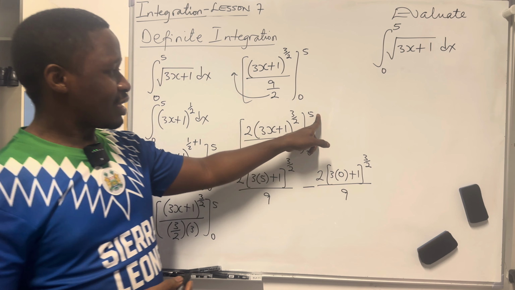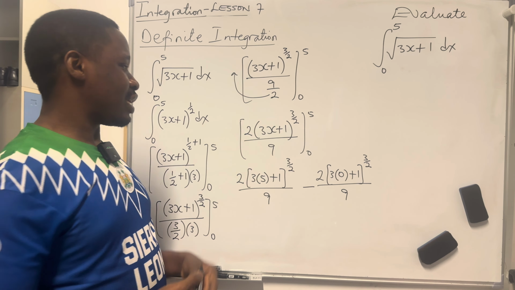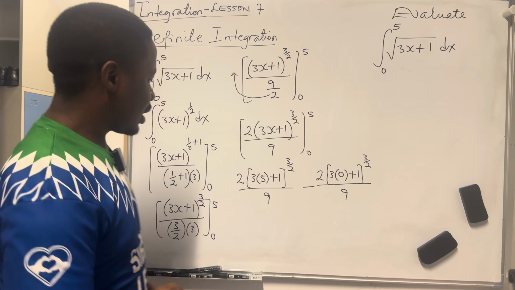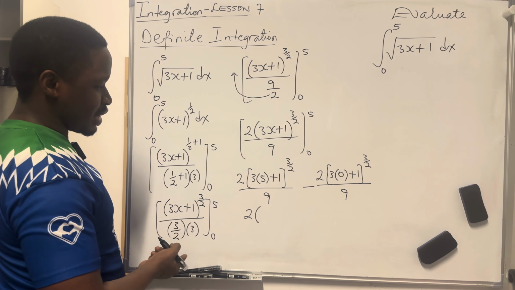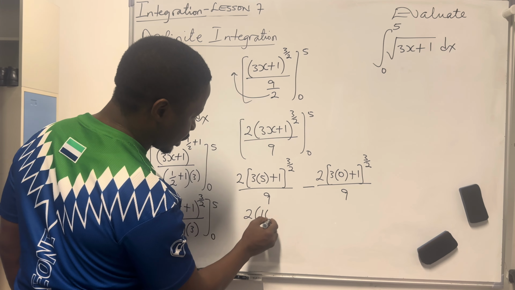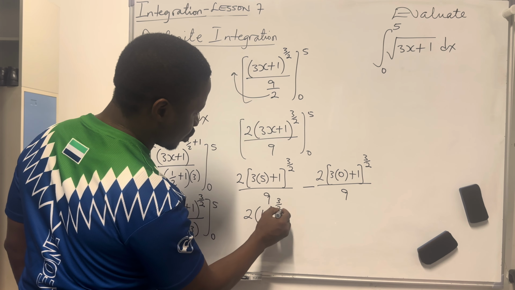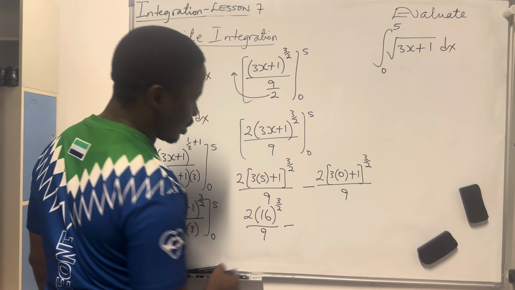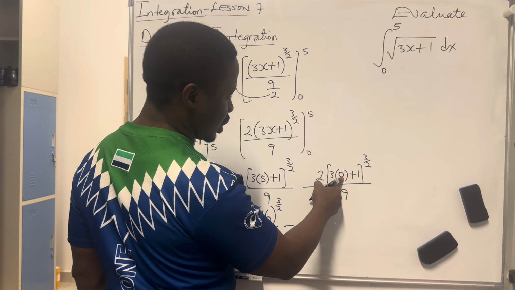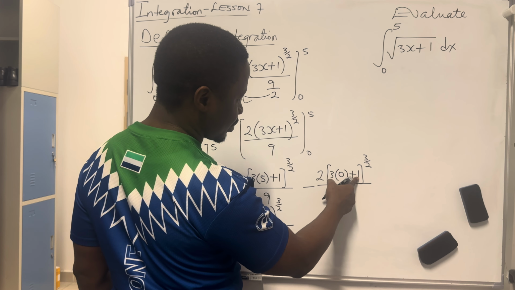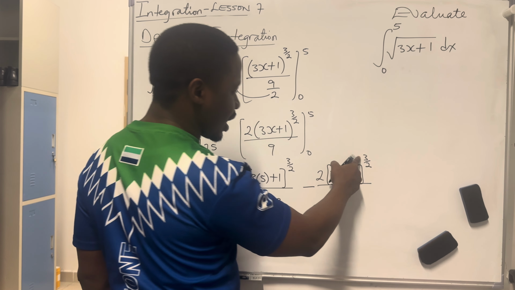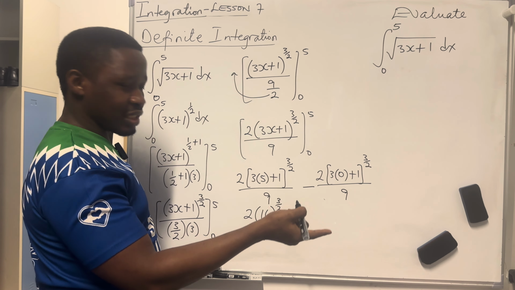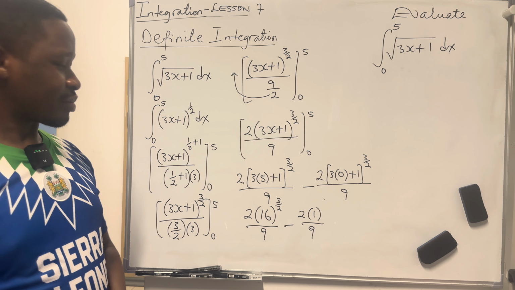We started by substituting the upper limit, then later we use 0. So this is 2 into 3 times 5, 15. 15 plus 1, 16, raised to 3 upon 2, over 9, minus 3 times 0, 0. 0 plus 1 is 1. 1 raised to any value is 1. So 2 into 1 over 9. I hope it is clear.